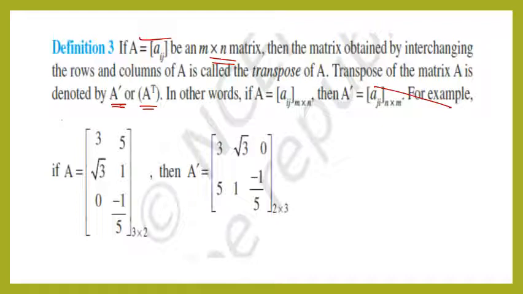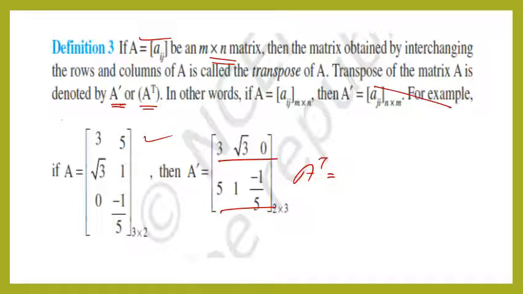Like this, you see, A is equal to the matrix with rows 3, 5 / root 3, 1 / 0, minus 1 by 5. This is a 3 by 2 matrix. If you write its transpose, then A transpose is equal to what? First column should become the first row. So, 3, root 3, 0. Then the second row is 5, 1, minus 1 by 5. So, this is called the transpose of a matrix.